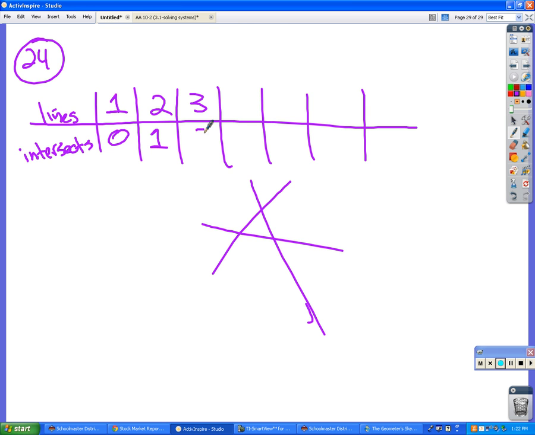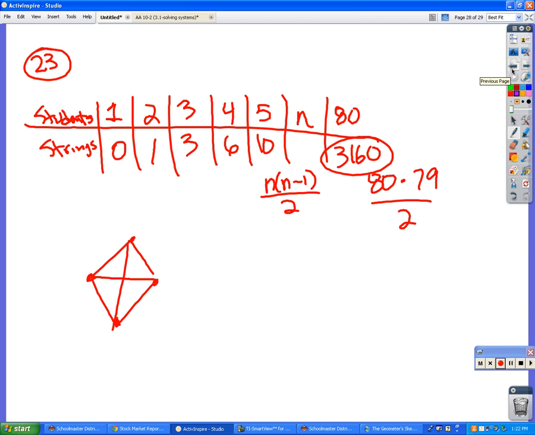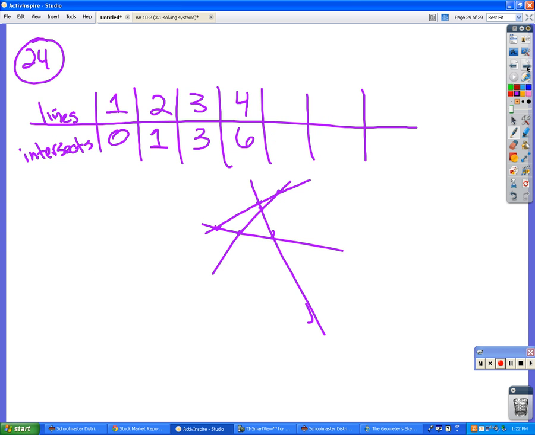Wow. It's the same thing, because now if I put in another line there, I'm going to have 1, 2, 3, 4, 5, 6. And so 0, 1, 3, 6, those are exactly the same. So how many intersection points will I have if I have 80? 3,160 points of intersection. 25.